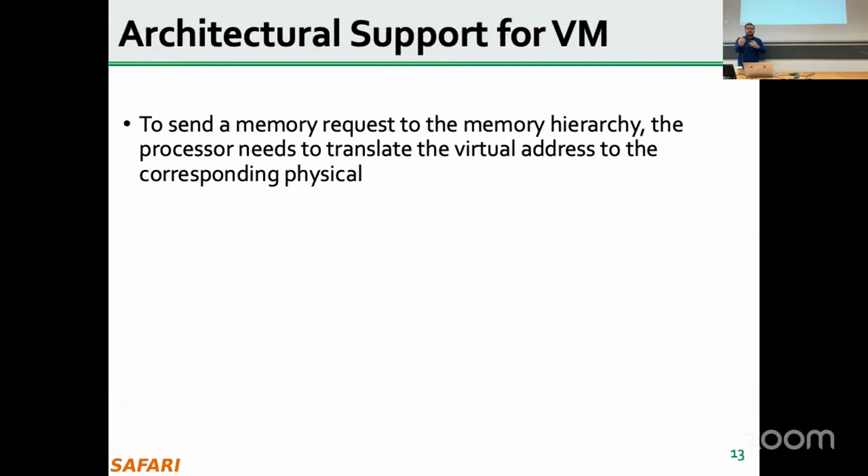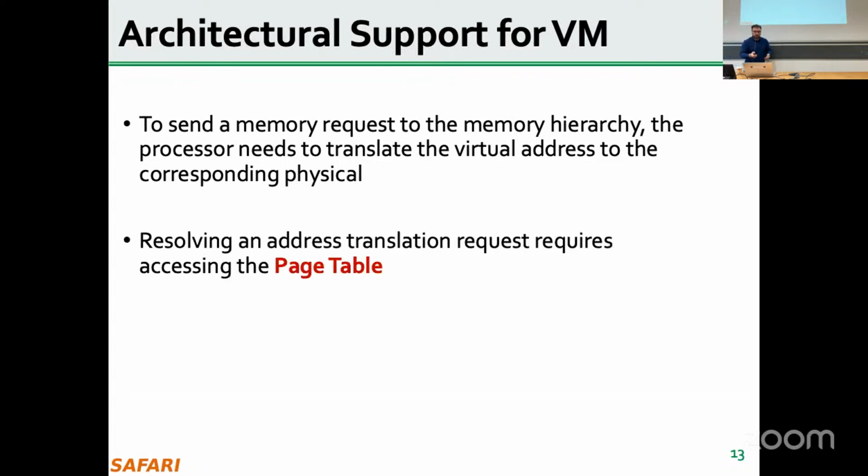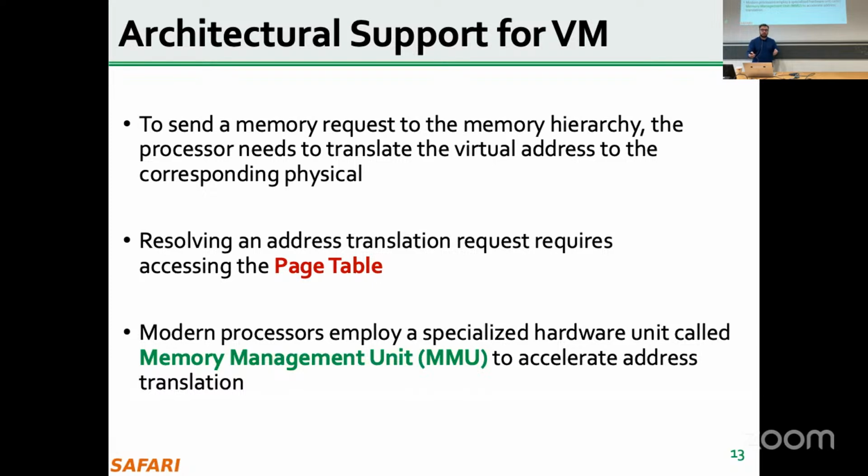So if we want to send a request to the memory hierarchy, to the cache hierarchy nowadays, the processor needs to translate the virtual address to the corresponding physical one. And if every time I want to translate, I need to perform 4 memory accesses, then I will tank performance, basically. So to avoid this issue, modern processors employ a specialized unit called the memory management unit to accelerate address translation.